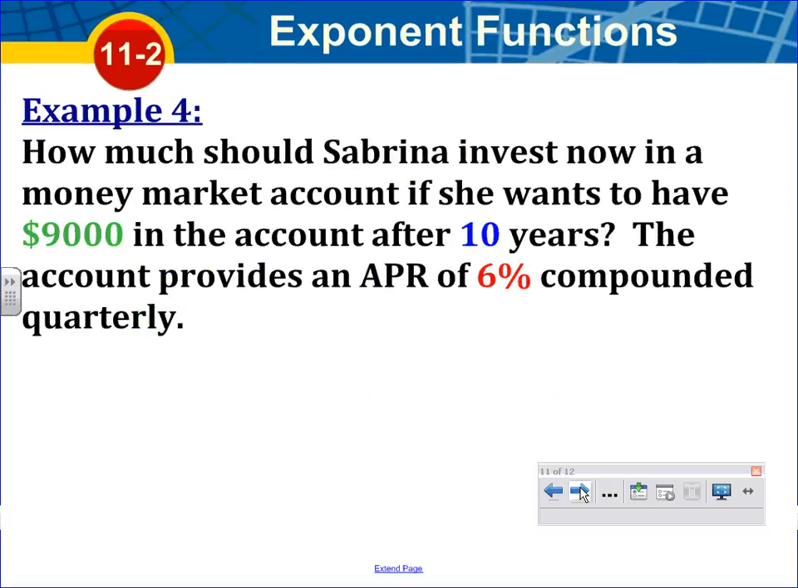All right, so last example. How much should Sabrina invest now in a money market account if she wants to have $9,000 in the account after 10 years? The account provides an APR of 6% compounded quarterly. All right, so the quarterly is huge. That means that it compounds 4 times per year.